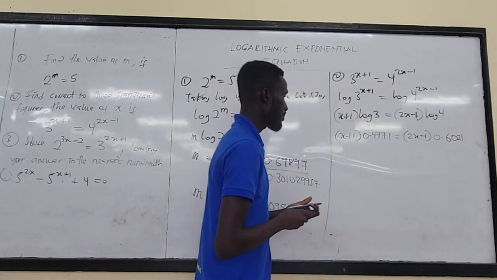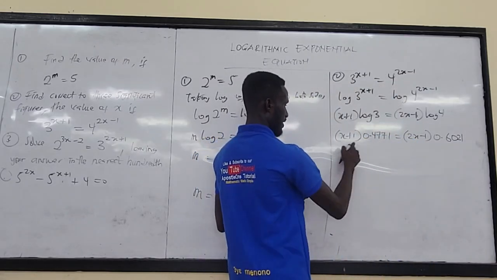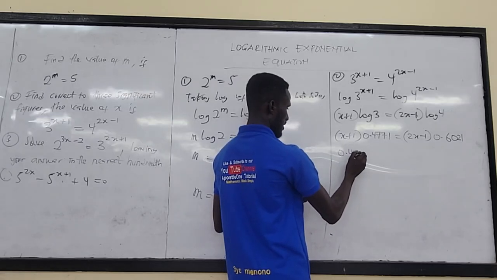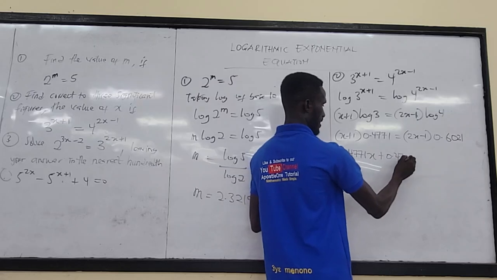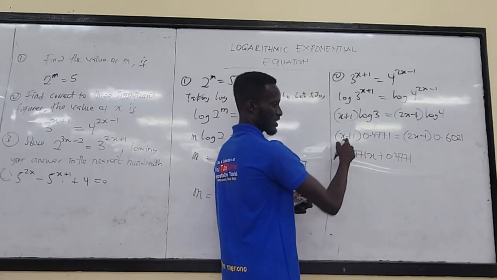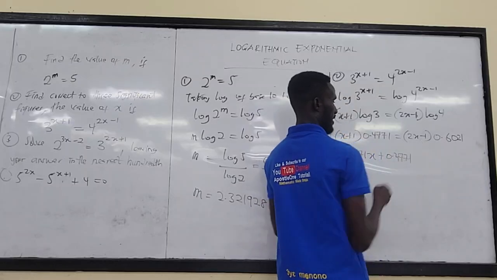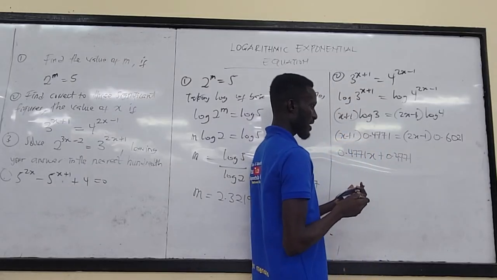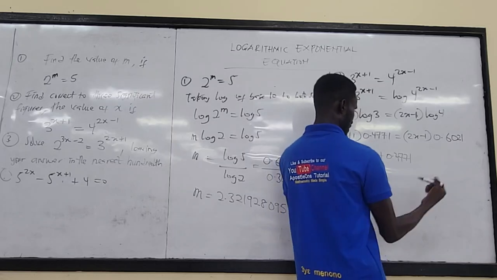Now to 4 decimal places. Now let me expand the bracket. I'm going to get this one times this one times... I'm going to get 0.4771x plus 0.4771. So to multiply this one, I'm going to use this one to multiply this and then to multiply this. You get it? We are expanding the bracket. So it is very simple. You just have to observe very well.